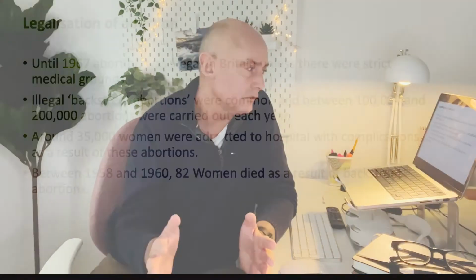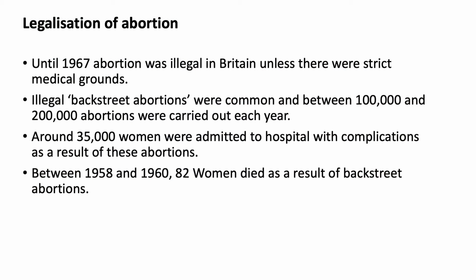And there was a consequence of that. It meant that there were 35,000 women being admitted to hospital with serious complications because of these backstreet abortions. And you can see here, between 1958 and 1960, 82 women died as a result of backstreet abortions. These deaths were also taking place at the same time as what is known as the thalidomide disaster.